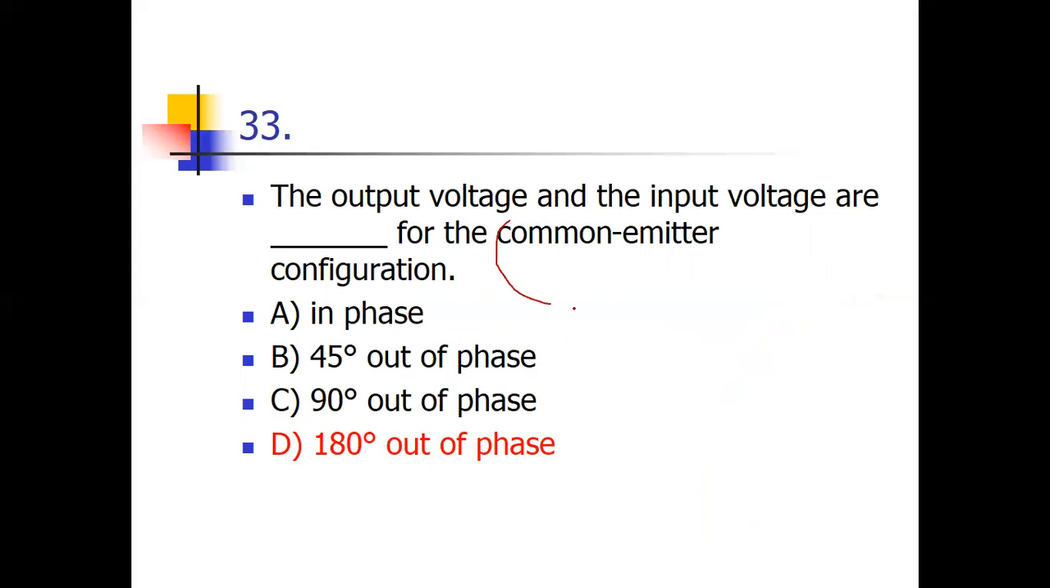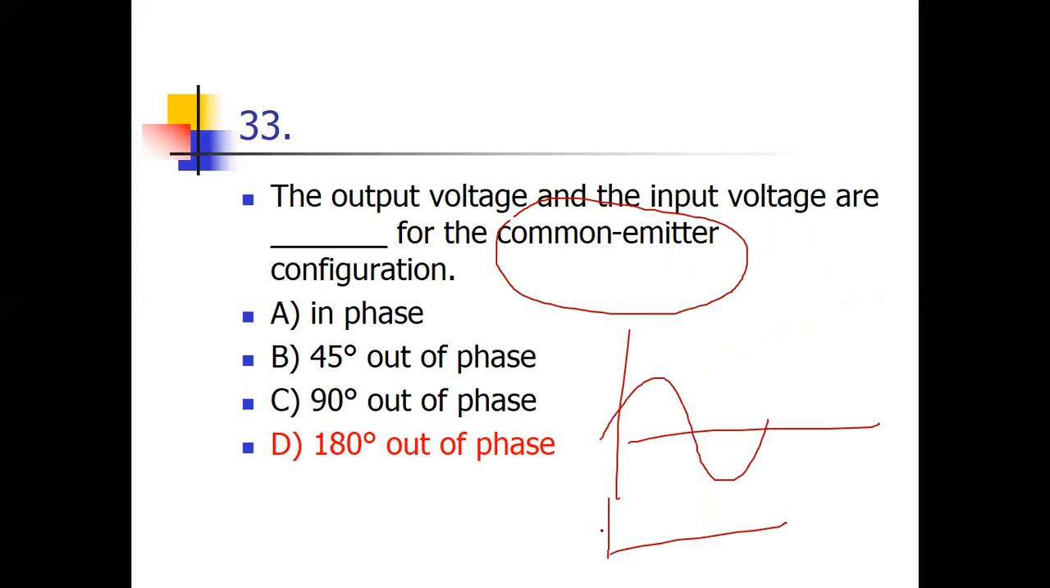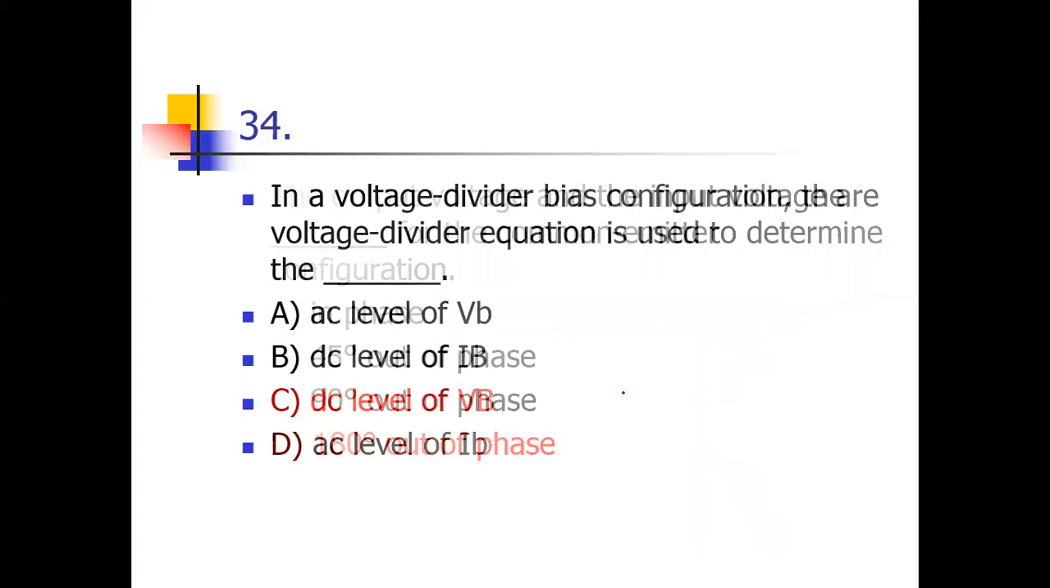I have already explained, the common emitter is your inverting amplifier. In an inverting amplifier, if the input is like this, then the output will be just the opposite of the input. So it is 180 degrees out of phase.